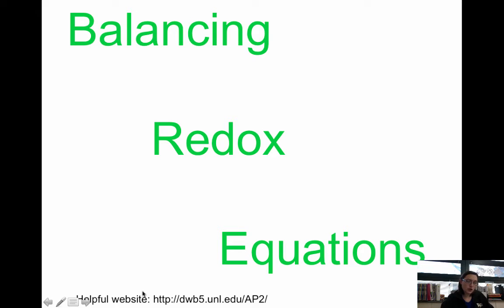As we look at balancing redox equations, it's important to remember that we have to balance the equations for both charge and number of moles. When we balanced equations before, we just balanced for the law of conservation of mass. We just looked at the number of moles. Now, because electrons are being transferred, we also have to balance the charge, because this makes sure that the number of electrons being gained is equal to the number of electrons being lost.